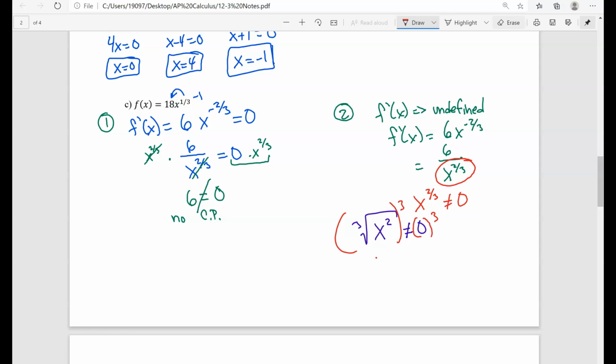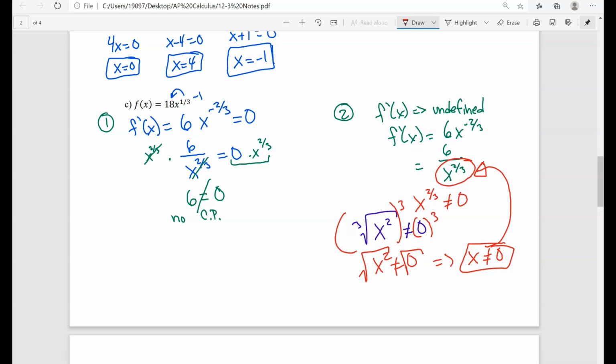X squared is equal to 0. Then you can just take the square root of both sides, and notice that you still get x equals 0. So that means x cannot be equal to 0 on the bottom. And that was kind of obvious in the beginning.